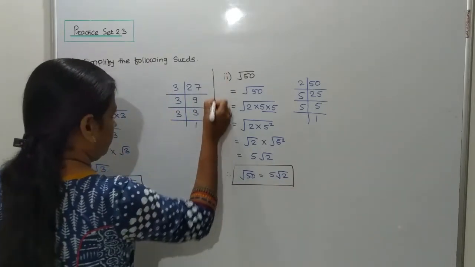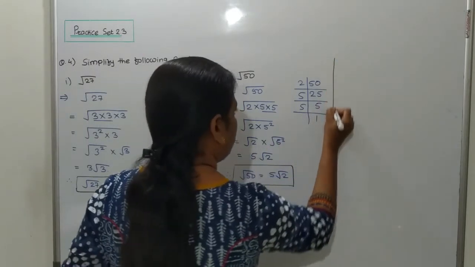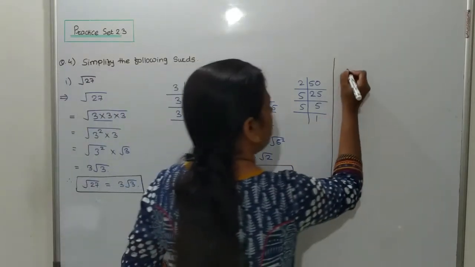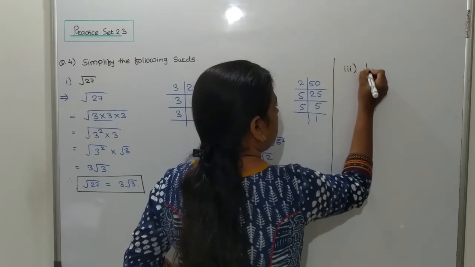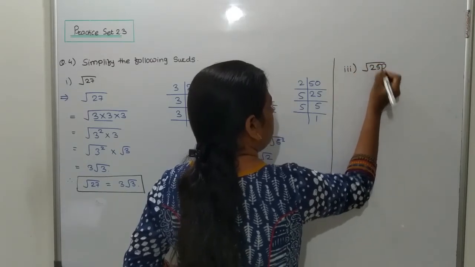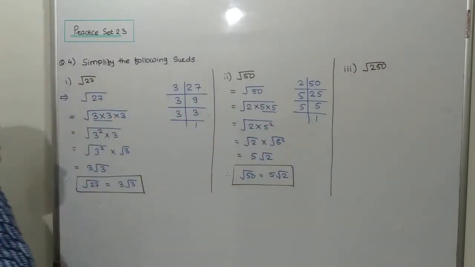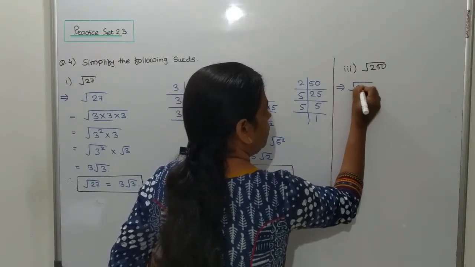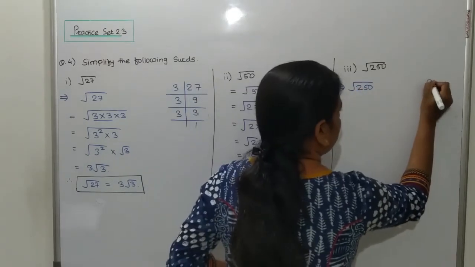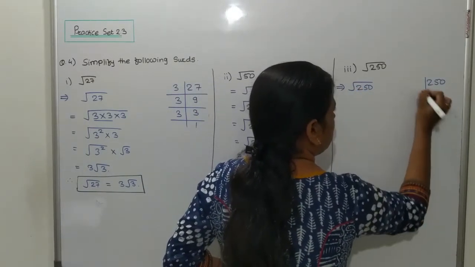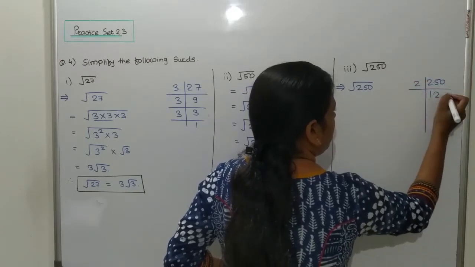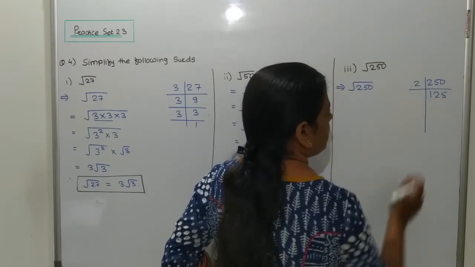Now the third question is root 250. First of all, calculate the factors of root 250. Write down root 250 here and factorize it. This number is divisible by 2. 2 ones are 2, 2 twos are 4, 2 fives are 10. Now this number is divisible by what?